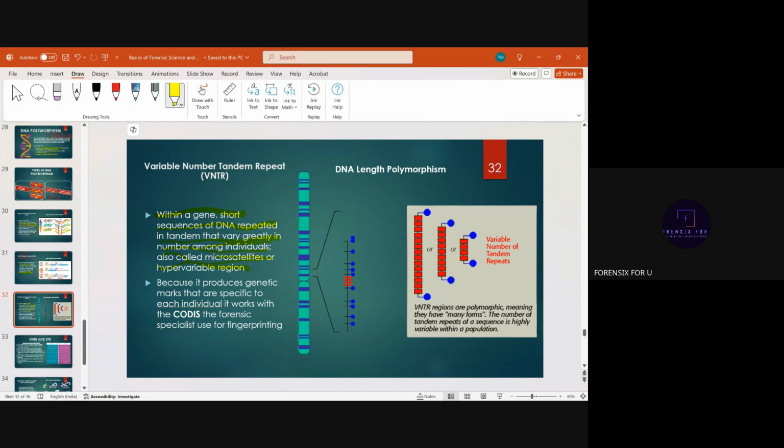I hope you're understanding what variable in a tandem means. It is repeating in a particular way, in a particular rhythm. There is a rhythmic repetition of these microsatellites in the particular marker of a particular gene on a particular chromosome of an individual. And this tandem is studied in CODIS for forensic DNA fingerprinting. Clear? Am I clear?